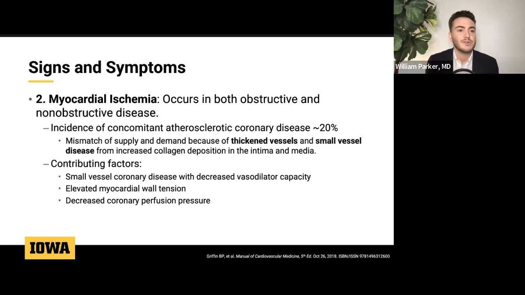And there are contributing factors to why they have ischemia. So small vessel disease, as I mentioned, with a decreased vasodilatory capacity. Elevated myocardial wall tension. What that means is the difference between systemic diastolic blood pressure and LV end diastolic pressure is the perfusion pressure to the coronaries. When you have very high LV end diastolic pressure and somewhat low systemic diastolic pressure because you're obstructing, it's kind of a two-hit to decrease coronary perfusing pressure.